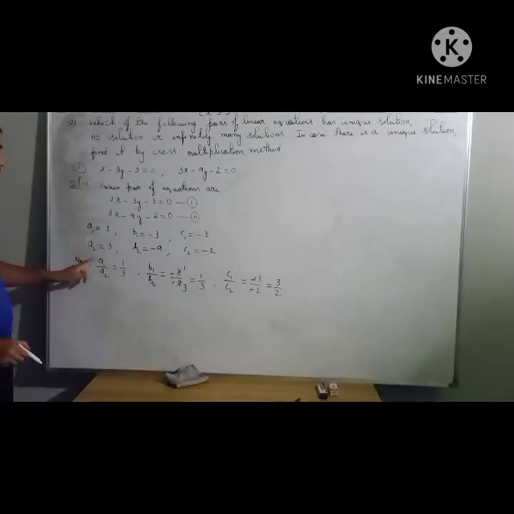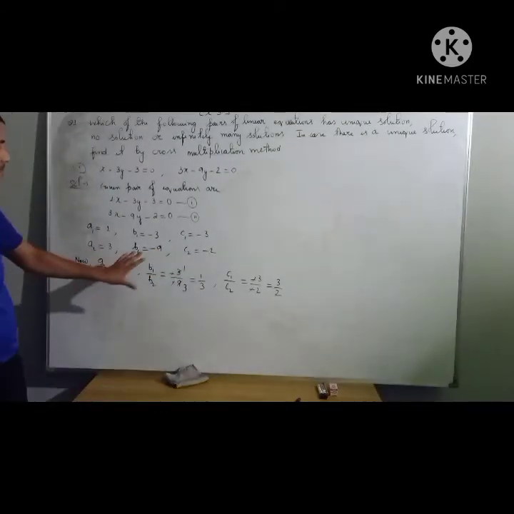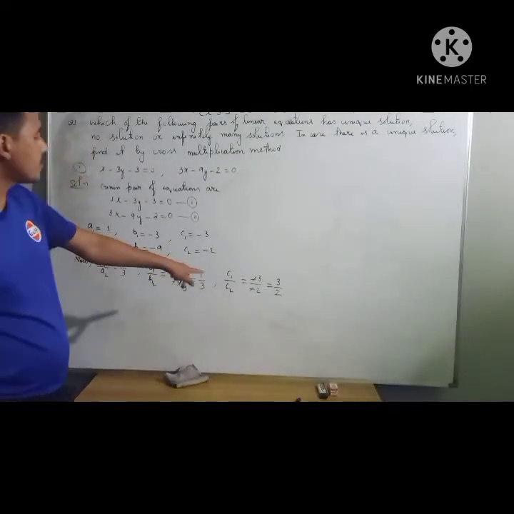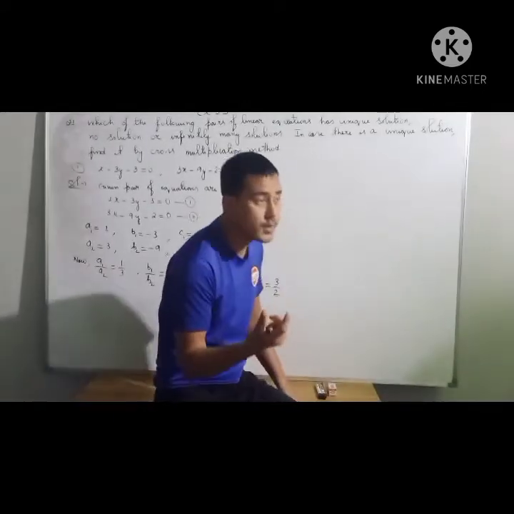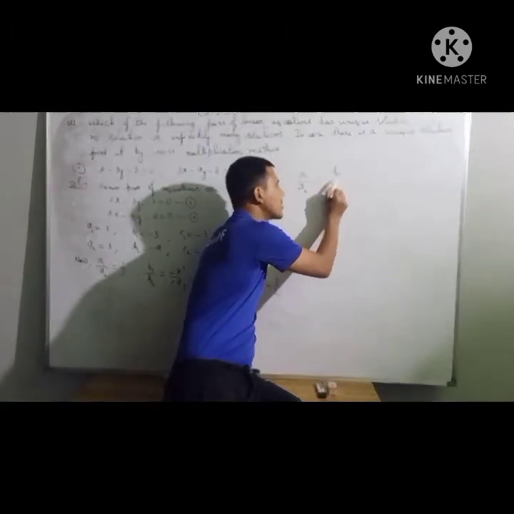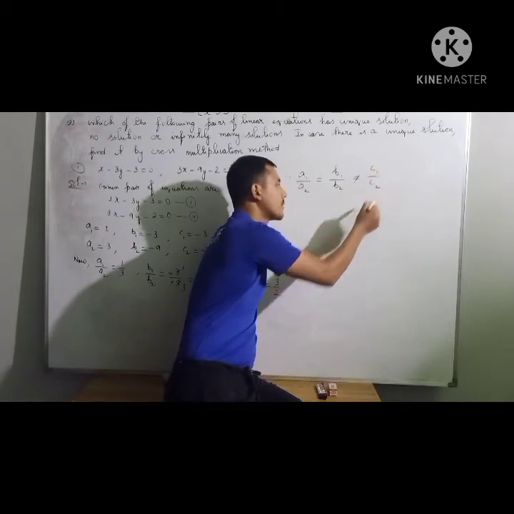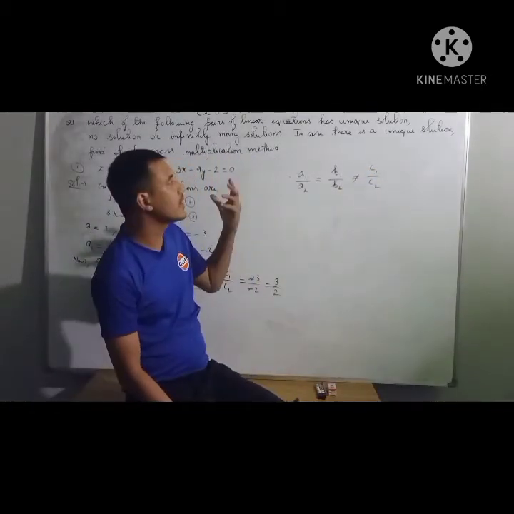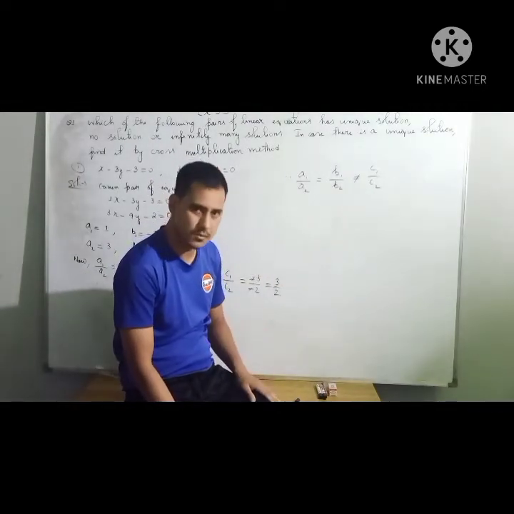So the first ratio, a1 upon a2, is 1 by 3. The second ratio, b1 upon b2, is 1 by 3. That means the first two ratios are equal. But the third ratio is 3 by 2. So the first two ratios are equal, but not equal to the third ratio. So what kind of solution does the given pair of equations have? The given pair of equations will have no solution.